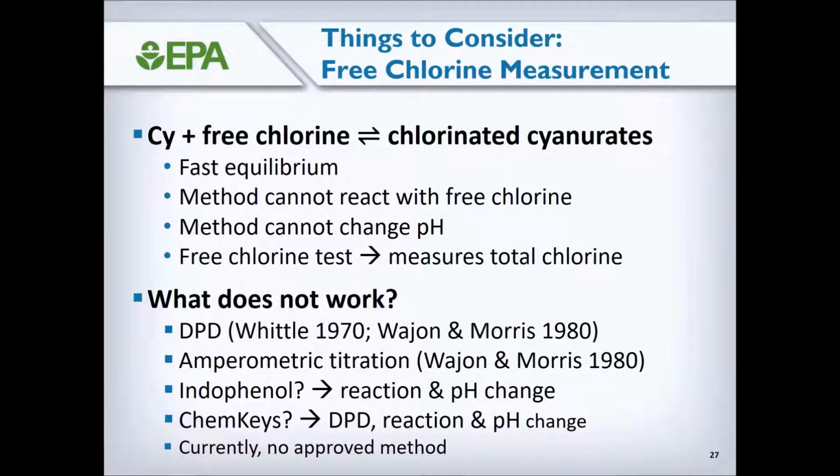So we know from the early research, actually in the 70s and 80s, that DPD and amperometric titration-based free chlorine methods don't work. This is because both of these methods actually react with free chlorine and actually change the sample pH in the method. There are a couple of newer methods that I'm going to show you some results on that we did in our lab too, but they suffer the same limitations. Overall, I know of no approved method right now that can directly measure free chlorine in these systems under what would be considered drinking water conditions.